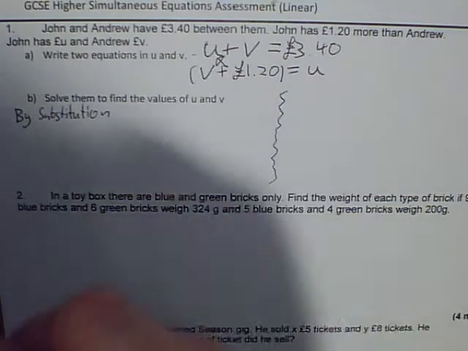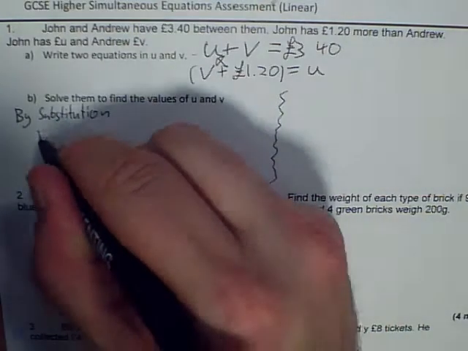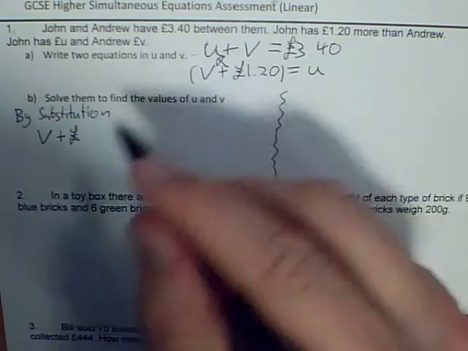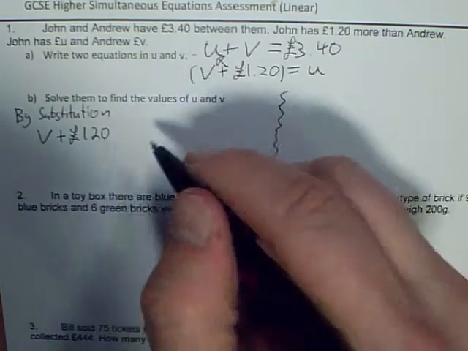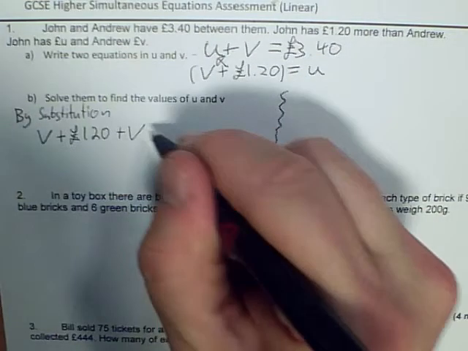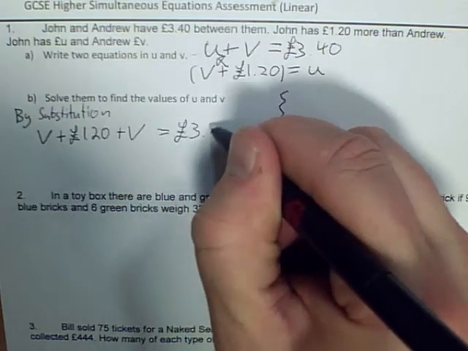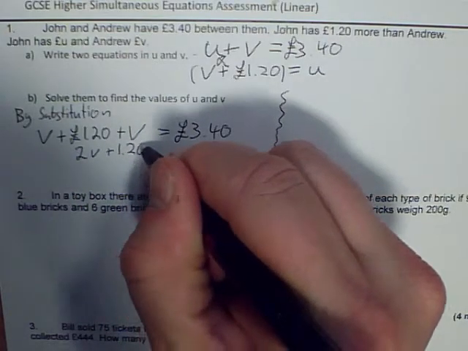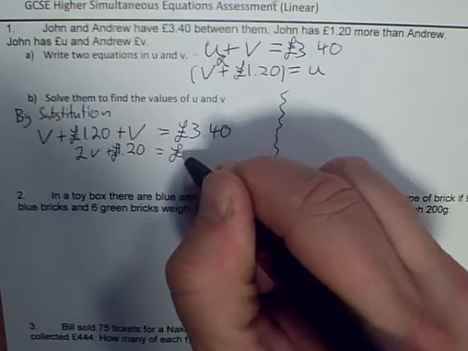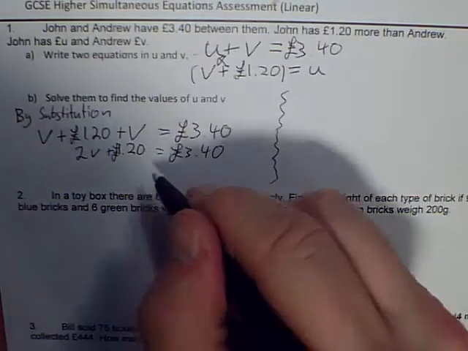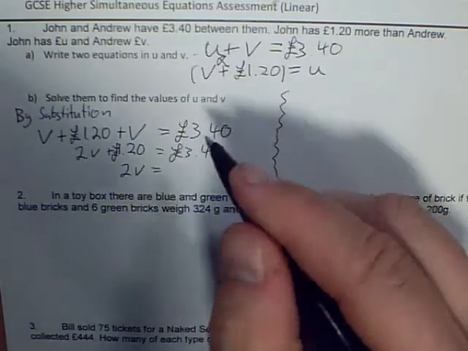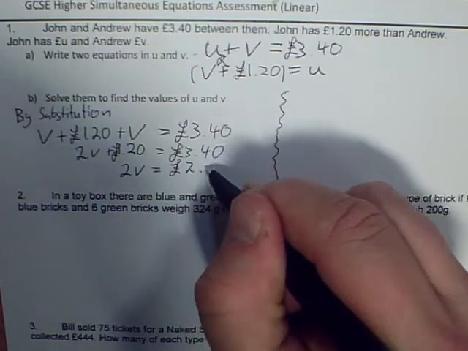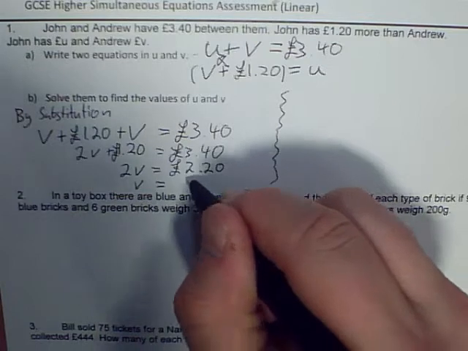So by substitution, that gives me V plus £1.20, because that's the same thing as U, plus another V is equal to £3.40. Okay, so now I can simplify that. 2V plus £1.20 equals £3.40. I'm going to take £1.20 away from both sides, so it gives me 2V equals £2.20. So V is equal to £1.10.